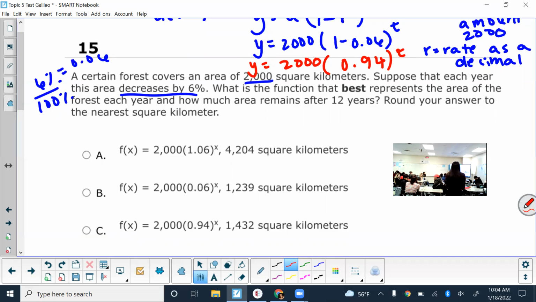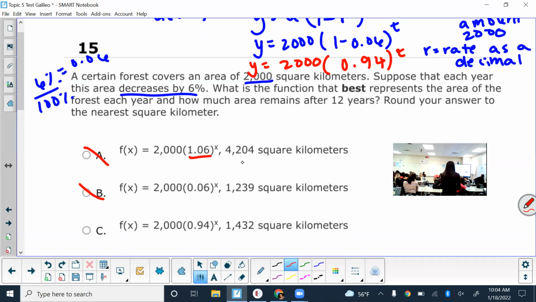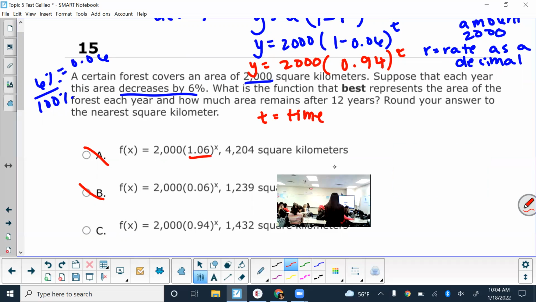So that's why it's not A, because this should definitely not be bigger than 1 if we're talking about decay. That's why it's not B, because again, it needs to be 1 minus 0.06. So really we're between C and B. They have the same formula. T we didn't talk about, but T stands for what? Time. In the formula, they just left it as X, which is fine.